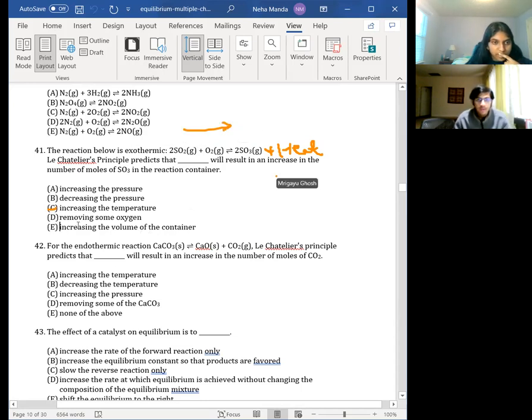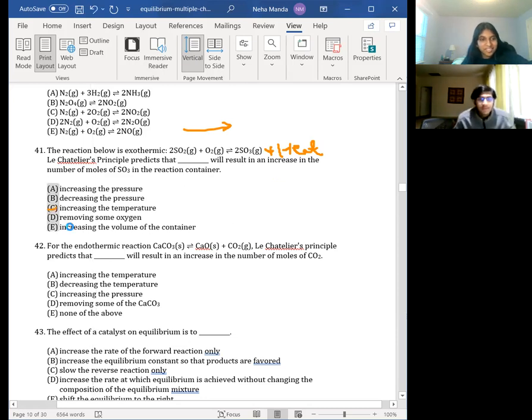I think it'd be E, just looking at it, because if you increase volume, you're decreasing pressure. Oh wait, no. I thought it was decreasing volume. I read it wrong. Because if you decrease the volume and increase the pressure, you would want to go to the right because there's 3 moles on this side and 2 on this side, right? So E would be wrong then, right? Because it's essentially the same thing as B.